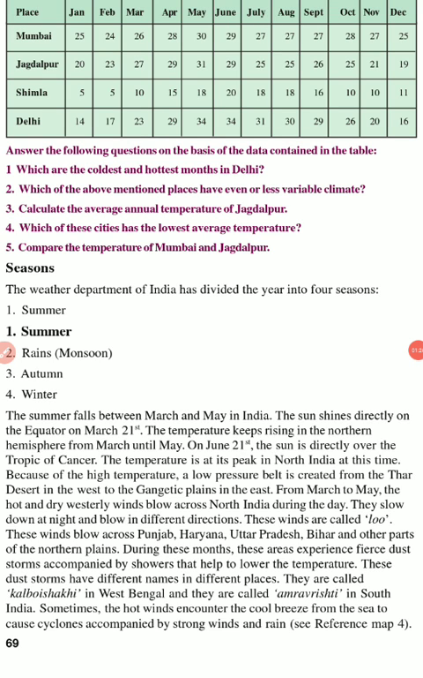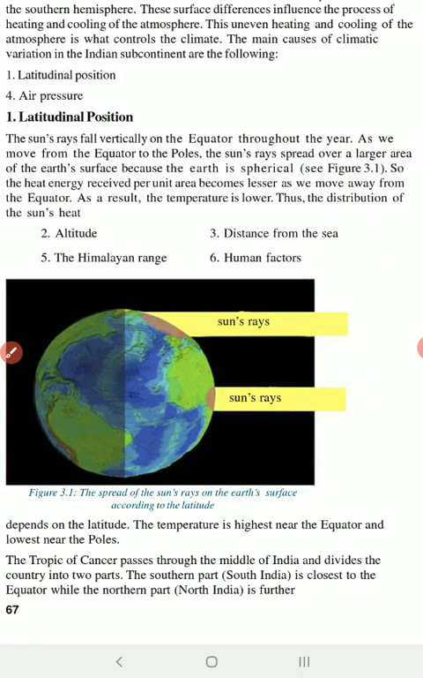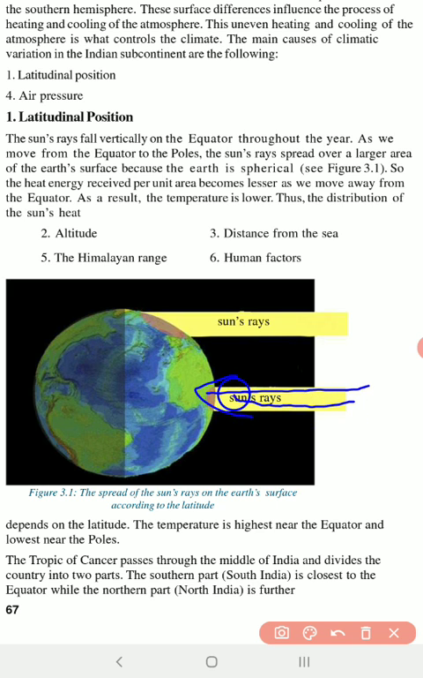Mostly in our country, the summer season falls between the months of March and May. Now, what happens? We see that in the month of March, the sun ray, in the last section we studied the sun ray. You see here in the picture, the sun rays fall directly upon the equator. But what happens slowly within a month? Slowly the sun's rays turn towards the Tropic of Cancer.